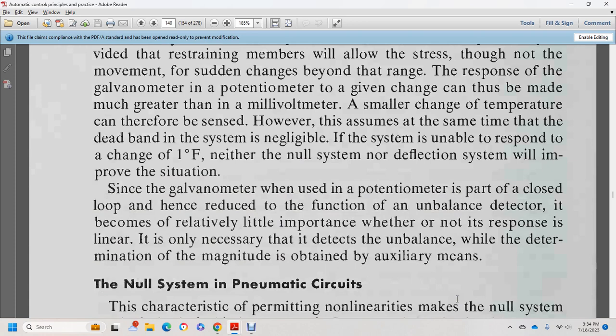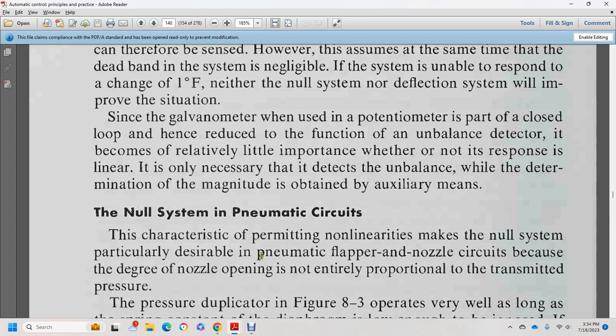So for the galvanometer, where even the potentiometer is brought into the loop, the function of the unbalance detector becomes of relatively little importance, whether or not it responds linearly. It is only necessary for the detector to indicate the unbalance, while the determination of the magnitude is obtained with auxiliary means. The null system and the pneumatic, for the character of protecting against non-linearity, is made with the null system, particularly with the atomic flapper nozzle circuit, because the degree of nozzle opening is not entirely in proportion to the transmitted pressure.